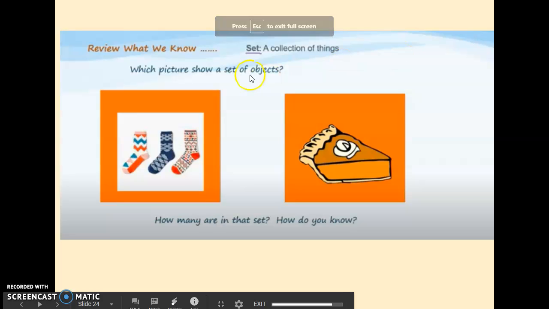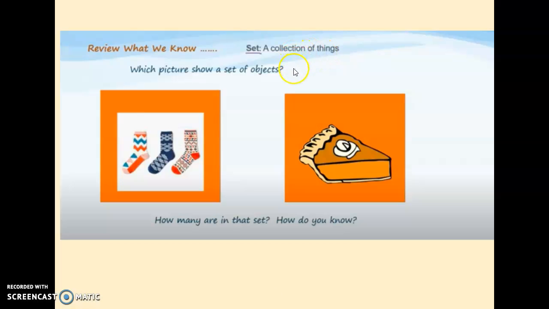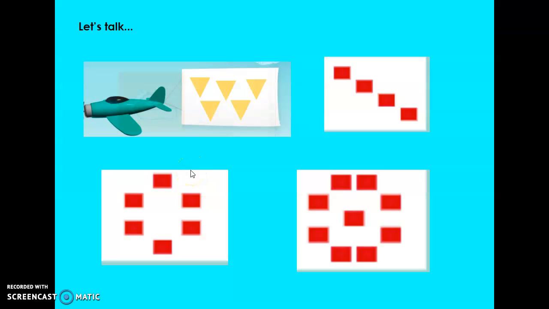So just to review, a set is a collection of things. The picture of the socks shows a set of objects. This picture only shows one object. So this would be the set of objects. There are 3 socks in this set. Here are some more pictures that we're going to be talking about what the set is. And this would be a set of 1, 2, 3, 4, 5. So it would be a set of 5.